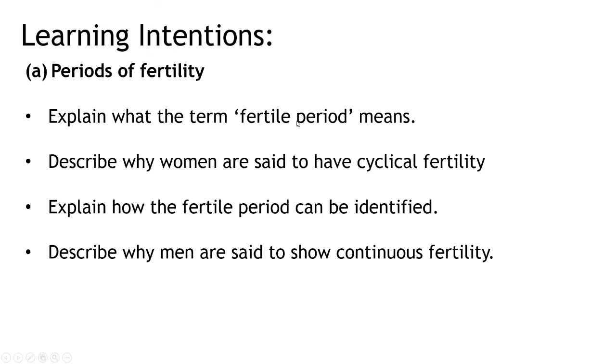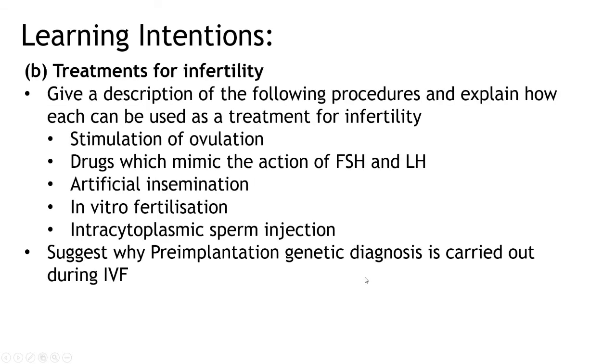So hopefully we know the term fertile period is the days within the menstrual cycle where a woman is capable of becoming pregnant. A woman's fertility is cyclical, as there's only a certain period within each cycle that she's capable of becoming pregnant. You can identify this using the temperature rise during the period after ovulation and the fact that cervical mucus will become thin and watery. Men's fertility is said to be continuous, as sperm are continuously produced in the testes after puberty.